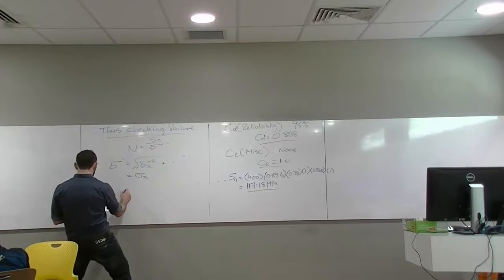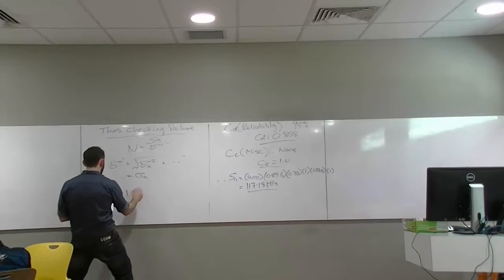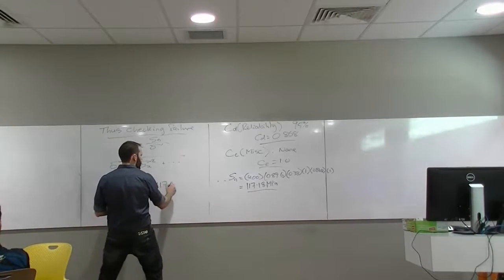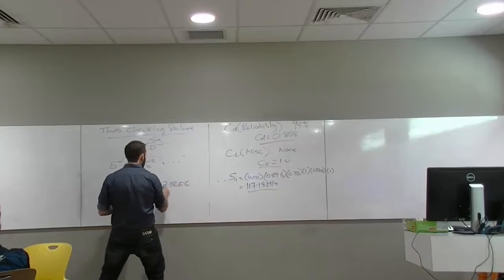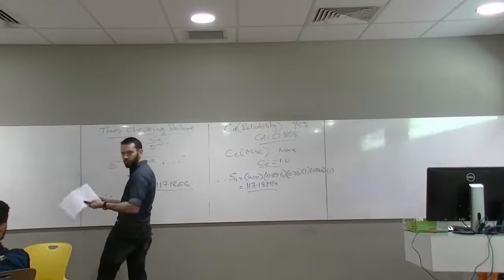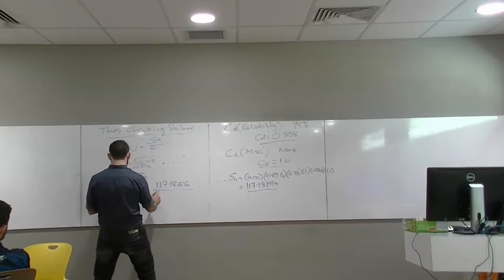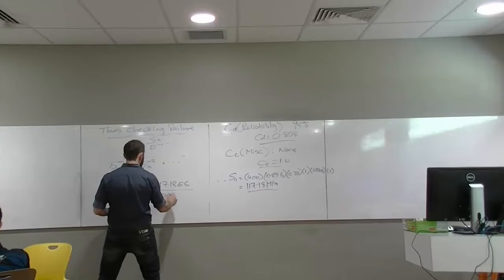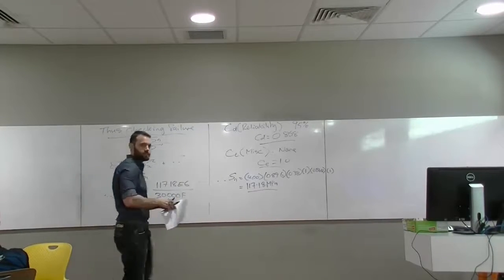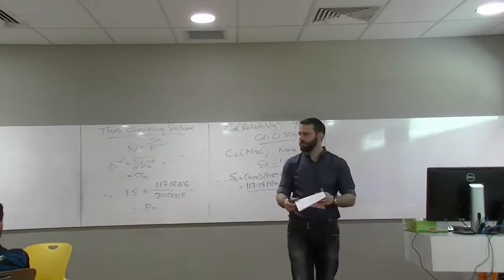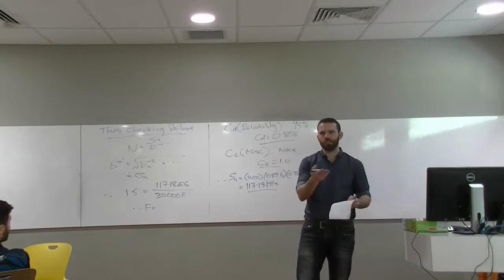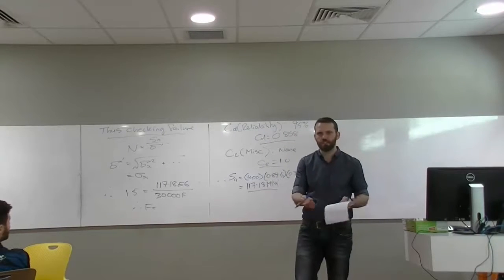Therefore, n, what was n? 1.5. So 1.5 equals 117.18E6. Don't forget to put that on, because we're dealing with newtons and we want to end up in the right place. And that's divided by 30,000 F. Therefore, F equals, what do we get? Numbers for F, anyone? 2,600. Anyone else? 2,600, yeah, plus or minus.